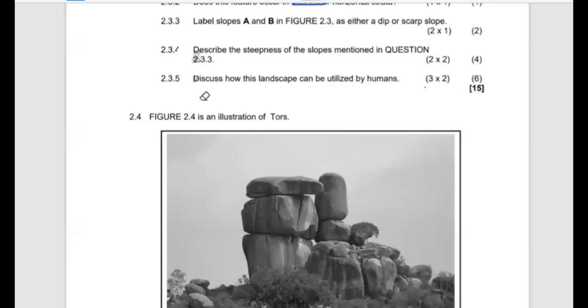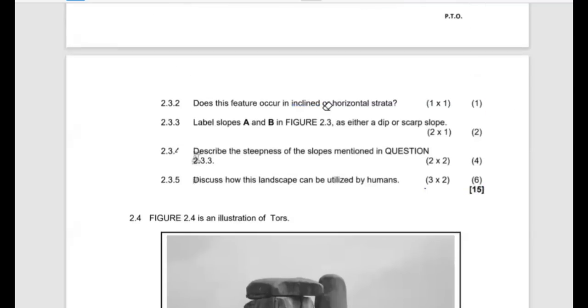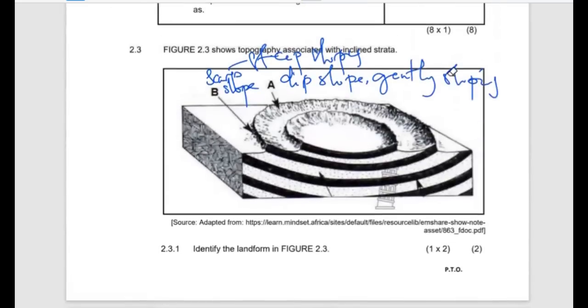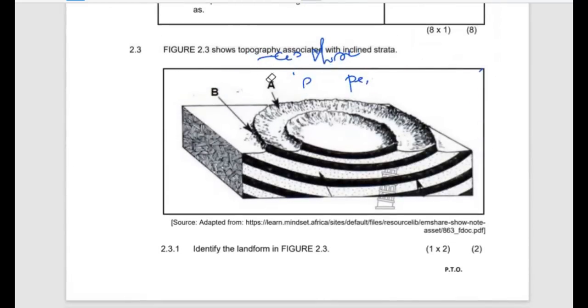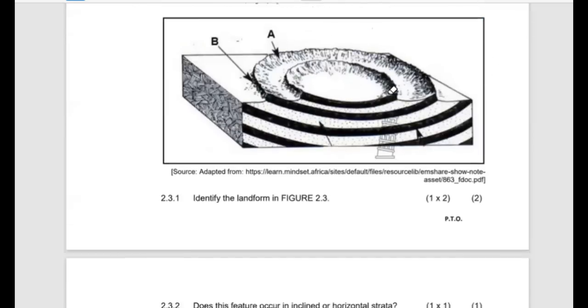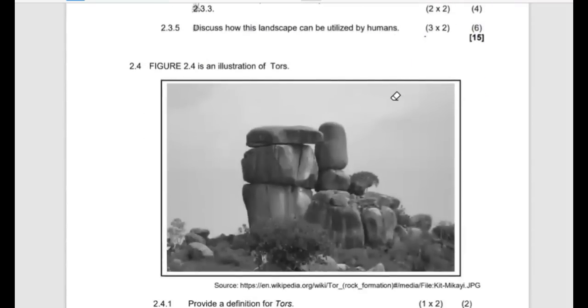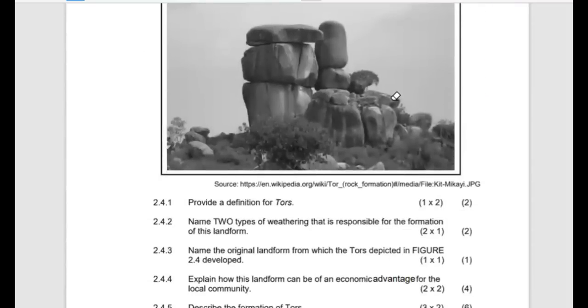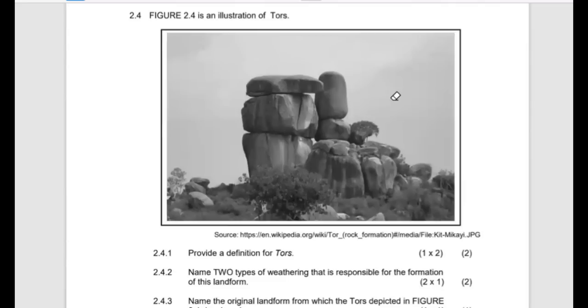The next question is talking about the formation of the tors, the granitic tors, as part of the topographical features that we find from massive igneous intrusions. That is basically our illustration of the typical landform that we want to look at.